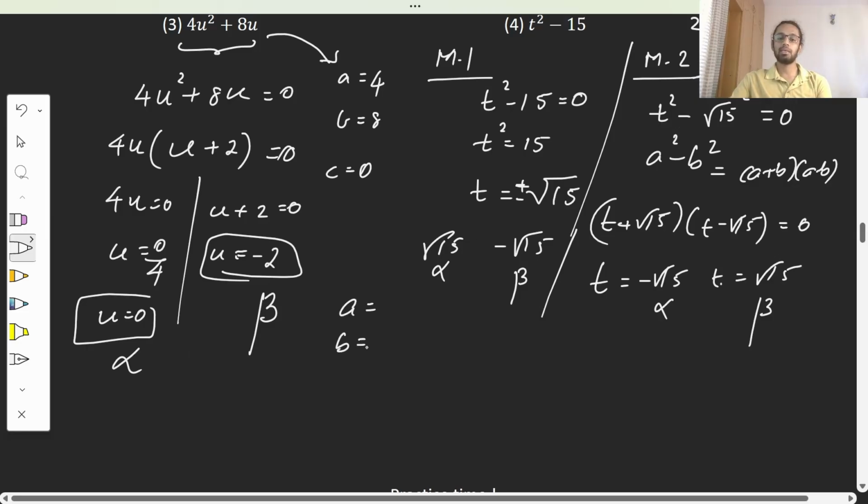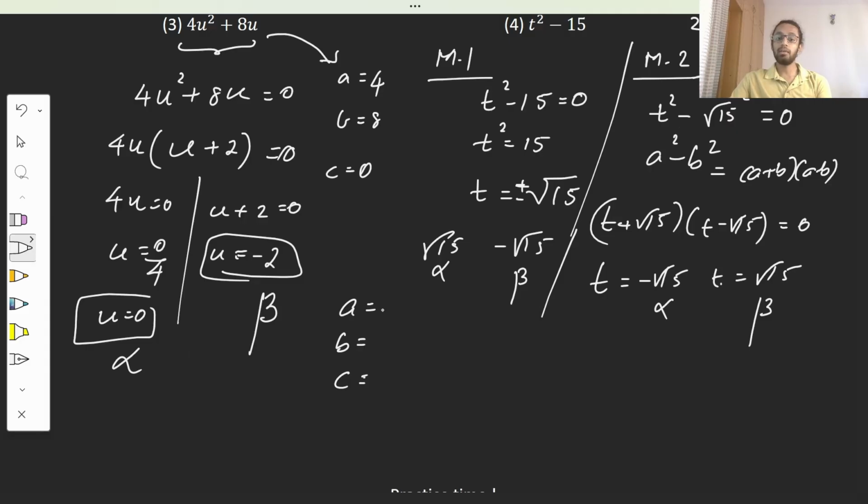And with respect to the verification for this particular question, let us try to write down the values of a, b, and c. The value of a is 1, t square is the coefficient. There is no t term, so 0. Constant term is minus 15.